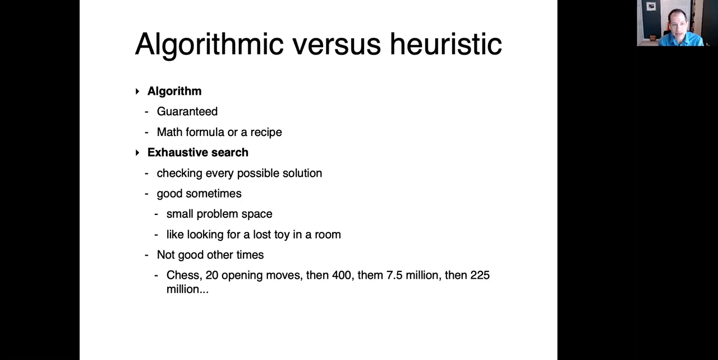So these exhaustive search algorithms can be used when the problem space is small, but for things like chess, for example, you have 20 possible opening moves, and then there are 400 possible moves from that, then 7.5 million, then 225 million moves. That's only four steps into a chess game. There are lots of possible moves. Most of them are bad, right? And for a problem space like The Bachelor, which is much more complex than a chess game, the exhaustive search would not be an appropriate solution.